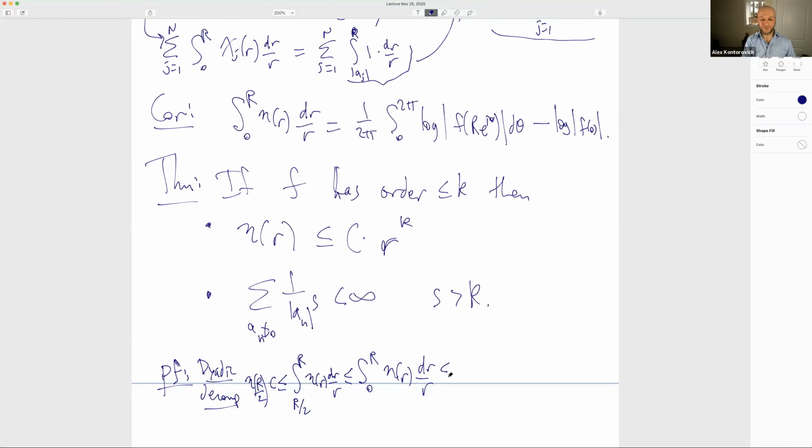How about here? Now I'm going to apply this lemma. This is just some constant, whatever that is. And this, I'm going to bound by the fact that f has order k. So f of r e to the i theta grows at worst, or its log grows at worst, like some constant r to the k, right? That's exactly what it means to have order k. So this thing is at most r to the k. So this is a constant times r to the k, and we're done.